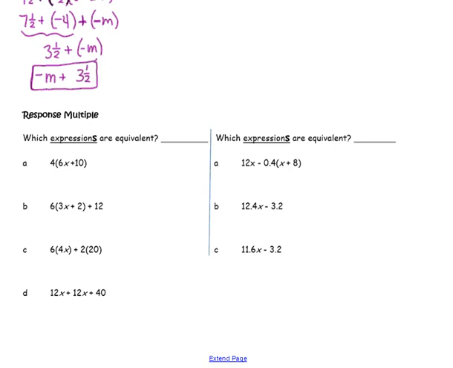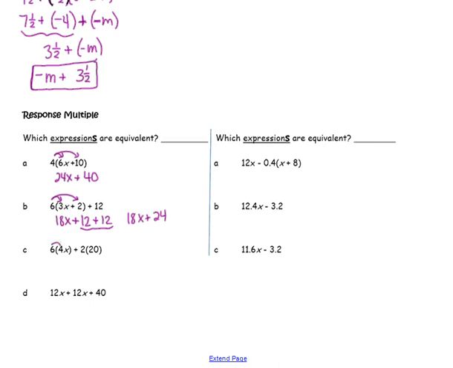Next, which expressions are equivalent? You'll want to simplify each expression. Distribute the 4 to the first and the second term. 4 times 6x is 24x. 4 times 10 is 40. Next, 6 times 3x is 18x. 6 times 2 is 12. These terms can be combined, so this simplifies to 18x plus 24.